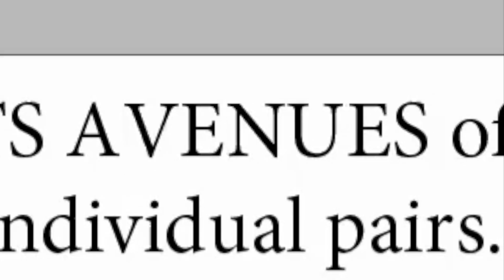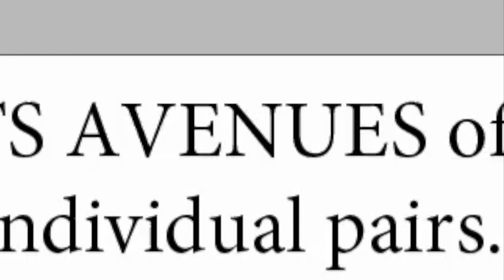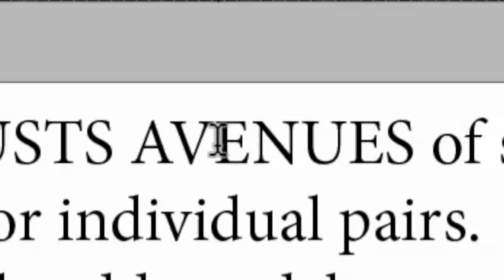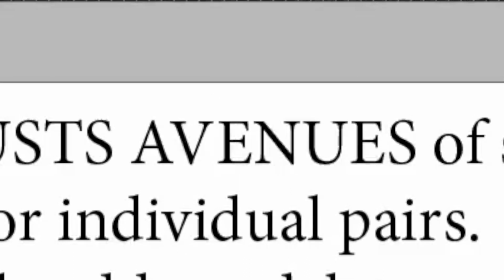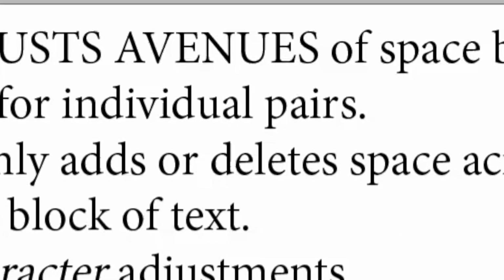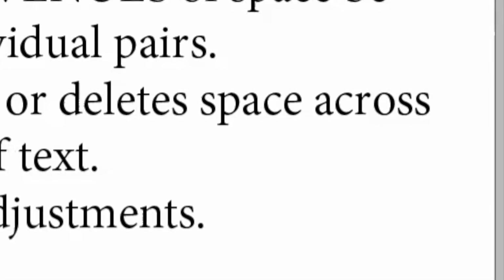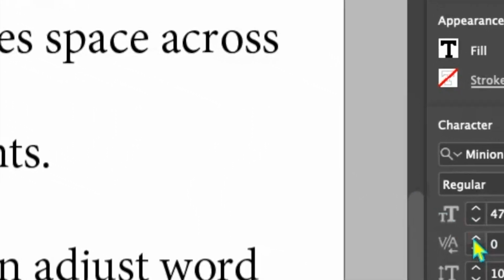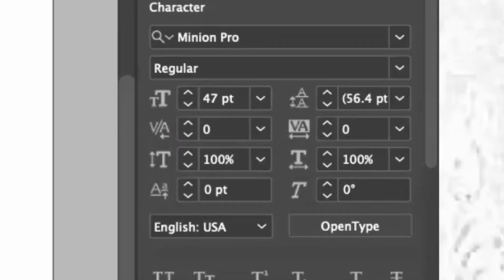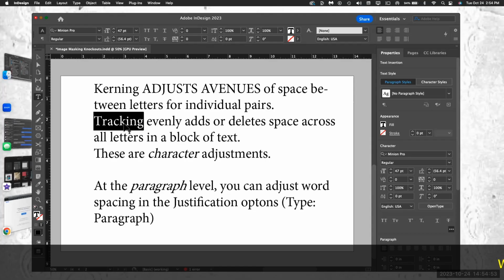And you can see here how this moves just the space between the A and the V, not the other letters. Click if you want to adjust space somewhere else with the cursor. And back in the panel, increase or decrease the number to change the space between those two letters. That's the kerning tool on the left-hand side there.